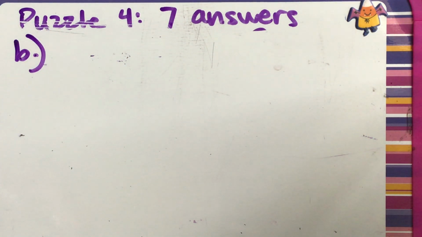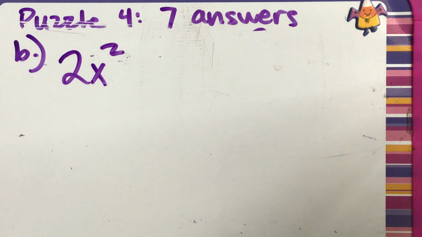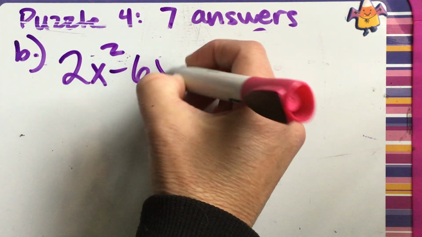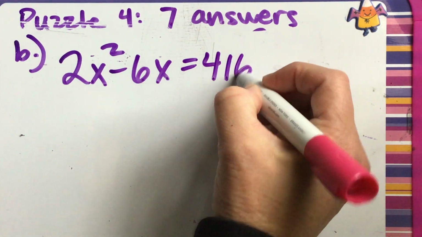Okay, so B says there are 416 stones in the quad modeled by S of x equals 2x squared minus 6x. X represents the number of rows of stones. How many rows are there? Okay, so what we're going to do is set this equation to 416. So let's go for it. I have 2x squared minus 6x, and that's going to equal 416. And I'm going to start solving it.